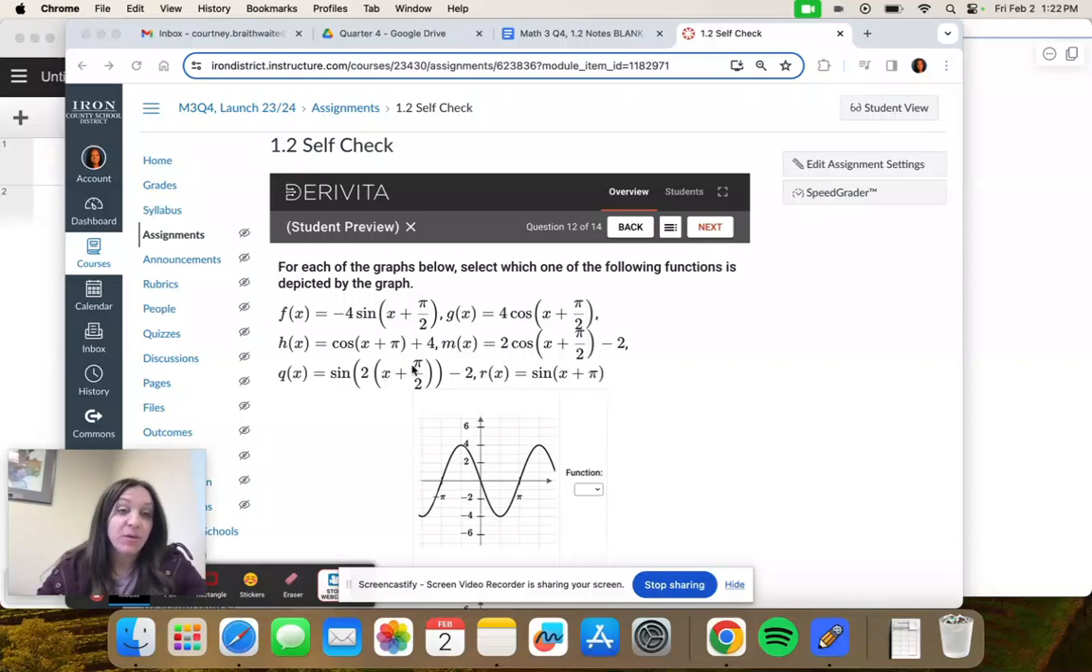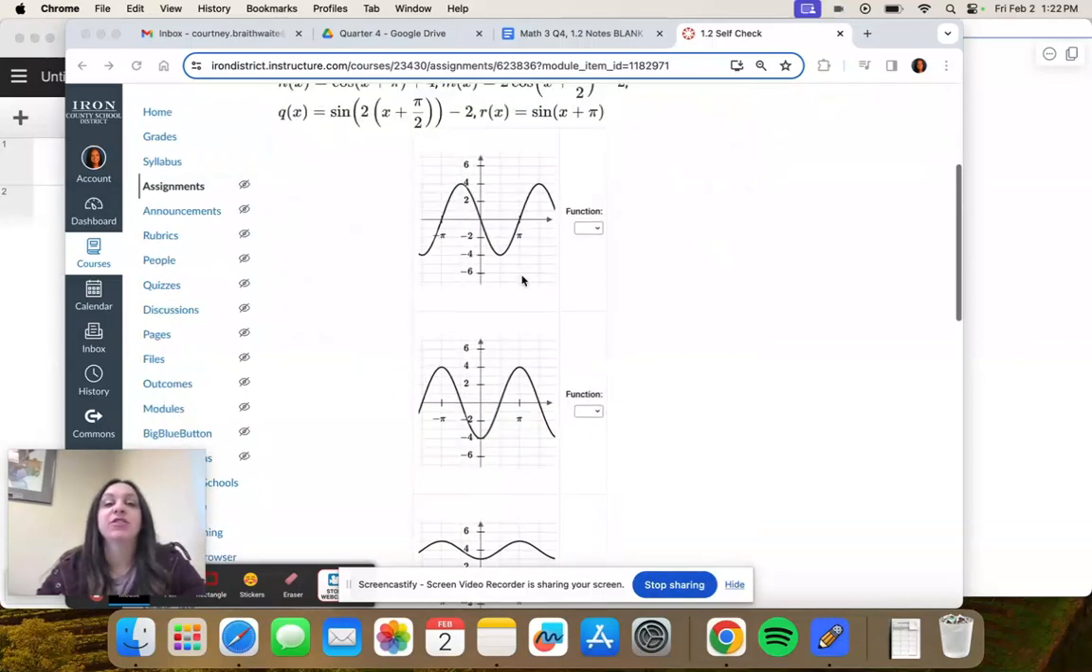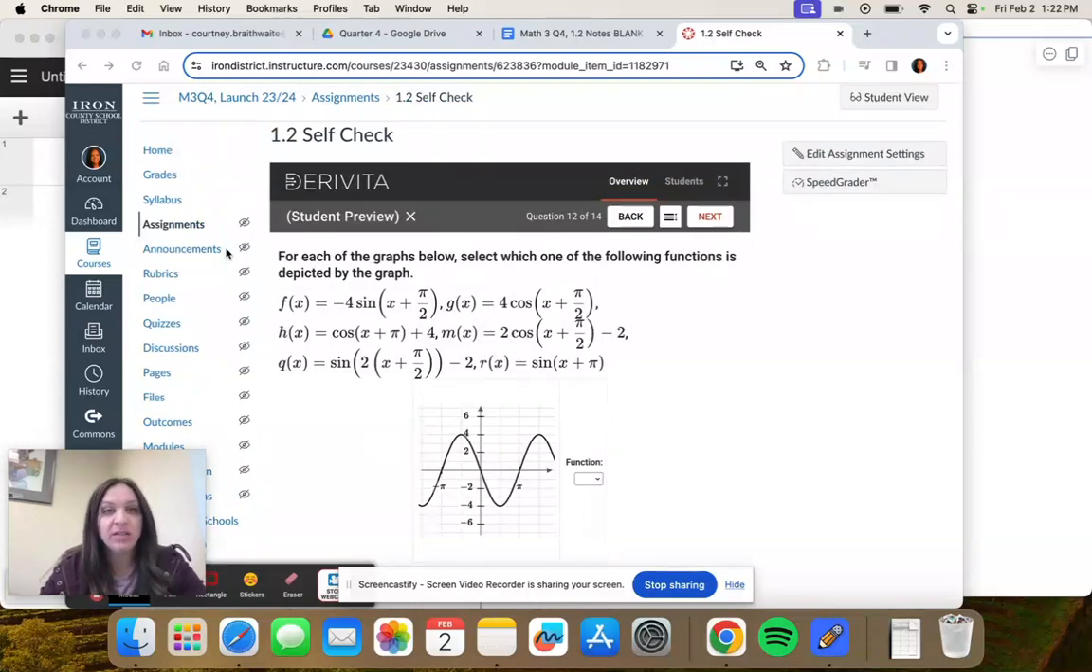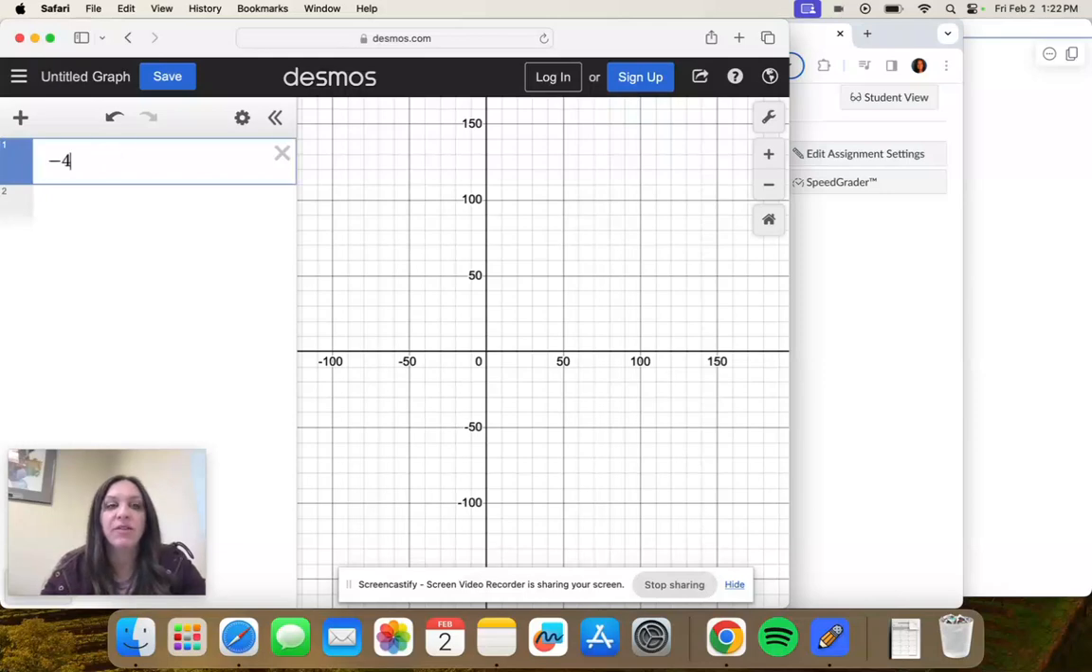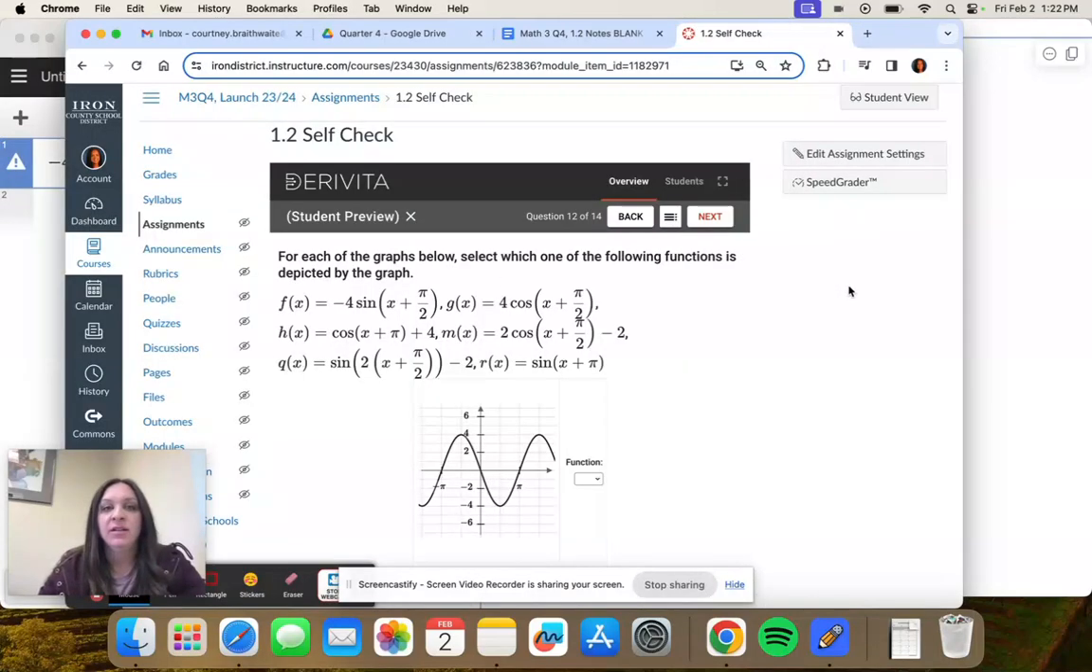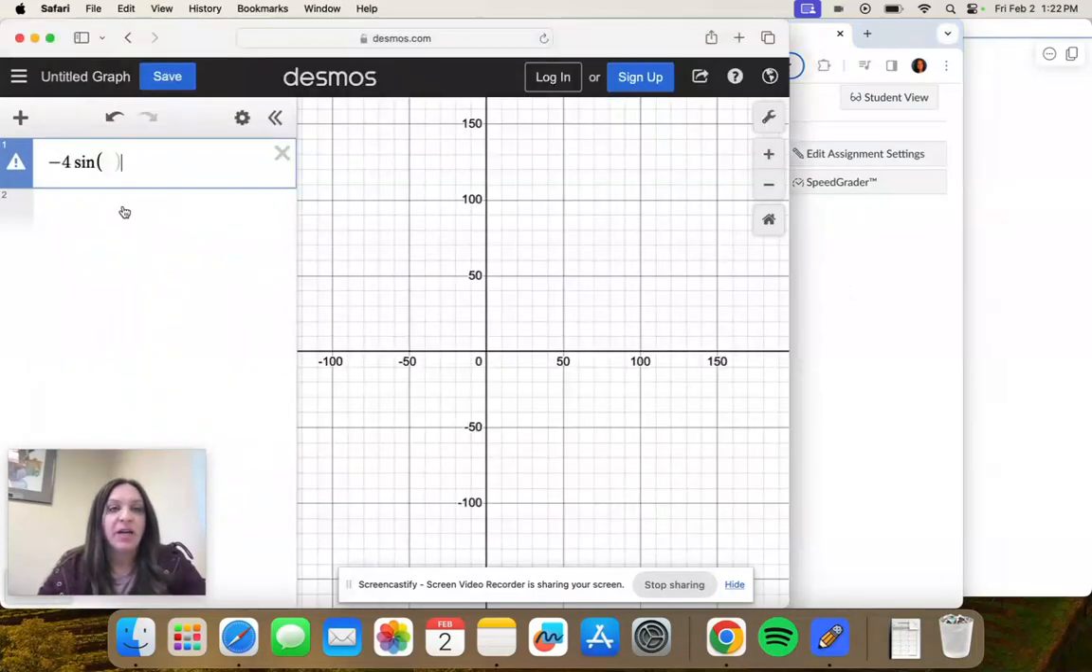Okay, this is another one. It's 6 functions that we have to match the graph. This time they're in radians. But again, if you want to start with graphing them, you totally can. We have -4 sine of x plus pi halves.